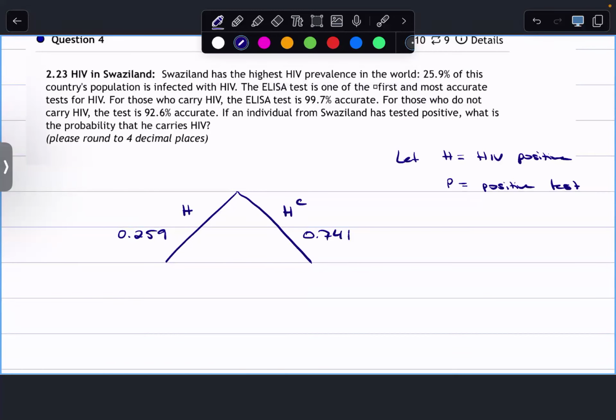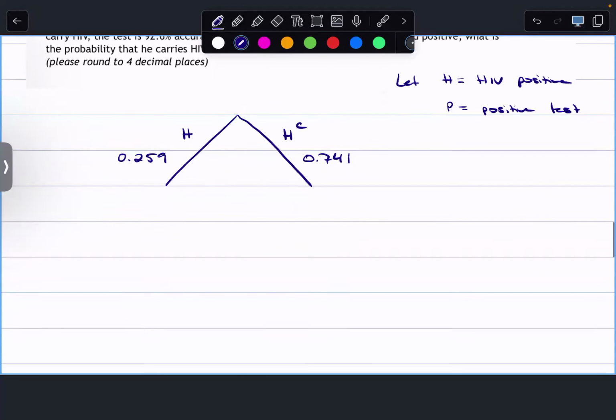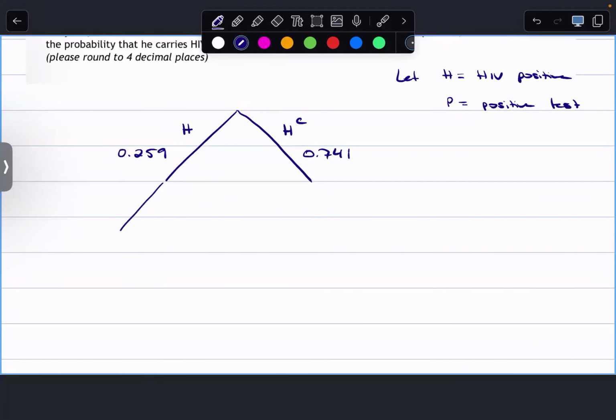Notice that the branches, if they come from the same root, have to add to 1. We use that a lot. Now, what can happen? You can have HIV, you can test positive, you can test negative. You can not have HIV, you could test positive, you could test negative. Some of those are accurate, some are not, but they can all happen. And so the next phase in our tree here is this.